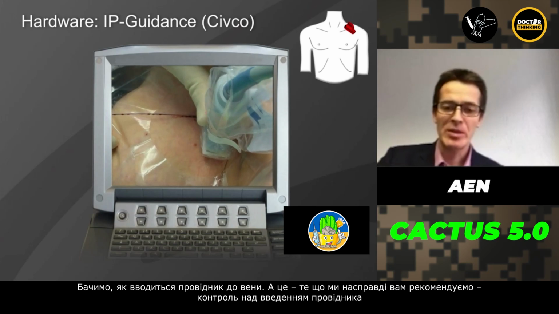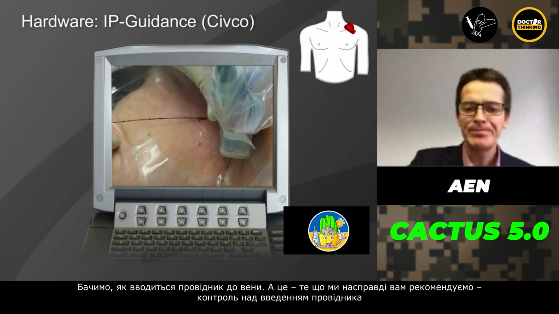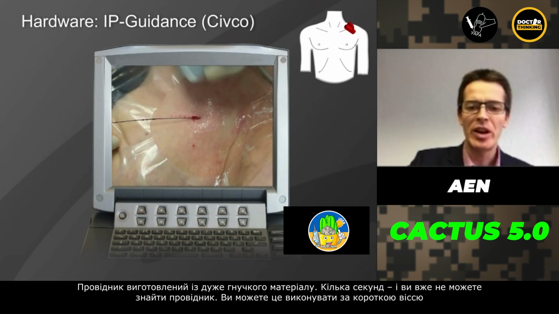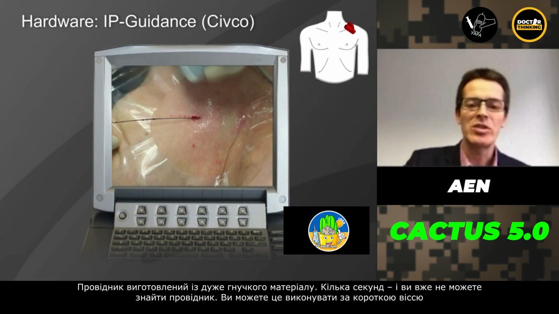And this is something we would really recommend you to do. This is a guide wire control. Because of the material of the guide wire, we have very, very good reflections. So it really takes only a few seconds, and then you are certain where the guide wire is. You can do this in short axis as just shown, and also you can rotate the probe and see it in long axis.